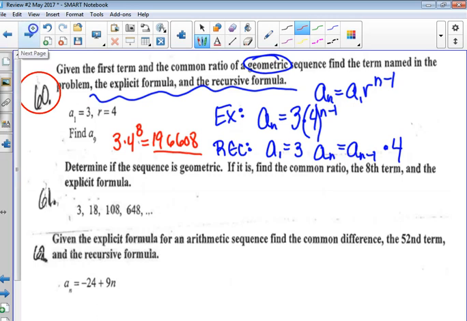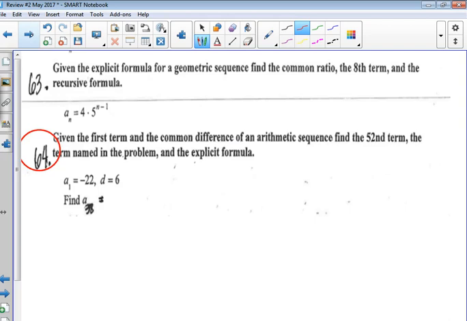I'm just skipping to the ones that I really want to hit because Mohammed has to take part of the final tomorrow. So this one is arithmetic, and it asks the same thing. It says find the 52nd term, and then down here it says the 38th term. We'll just do the 38th term. We don't really care. But I wanted you to do explicit and recursive, which I'm not sure it says, but we're going to do it anyway.